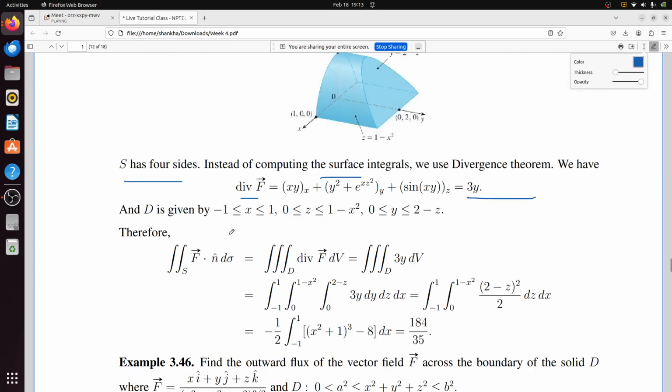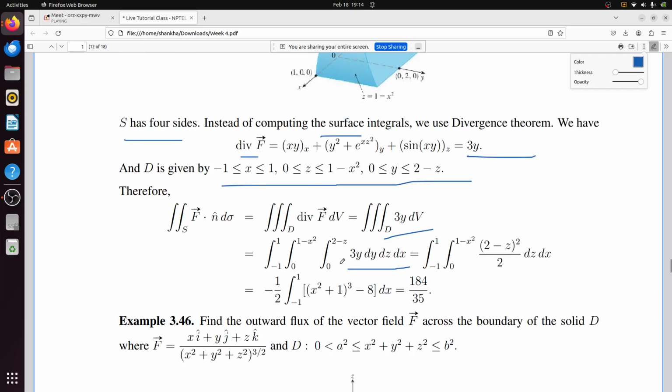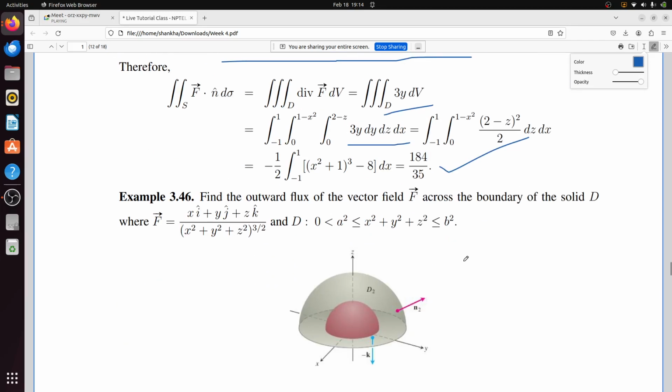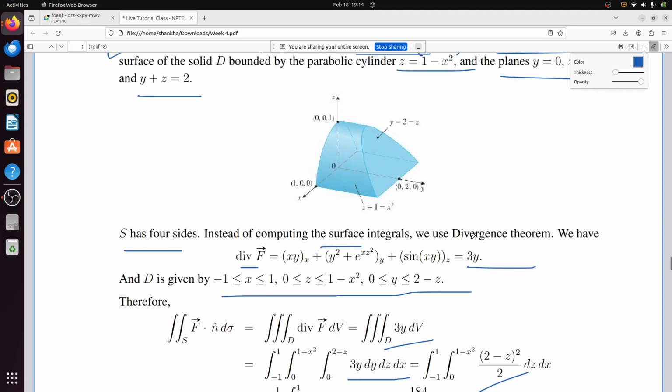Now you have to define the volume. So the volume is defined by x varying from -1 to 1, z varying from 0 to 1 minus x square, and y varies from 0 to 2 minus z. This is your integration. This is 3y. How does this come? You can simply get it from these 4 conditions. Now you will integrate one by one, and you will get the answer to be 184 by 35. Is it clear, Priyanka? Yes, sir. Okay.